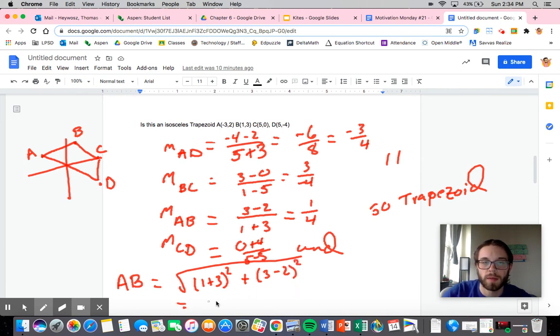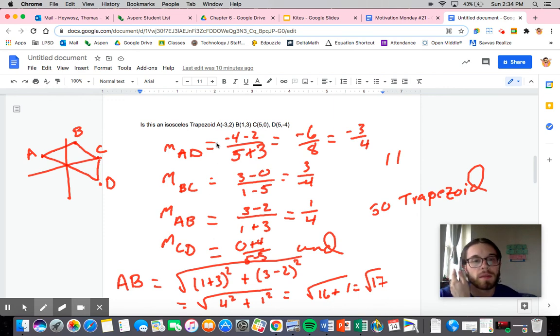Okay, so that's ultimately going to, let me just make sure I did that right. Okay, yep, so that'd be the square root of 4 squared plus 1 squared, which is just going to be the square root of 16 plus 1, which is the square root of 17. Let me just make sure I did that correctly once again. That would be -3 minus 1, so 4. Yep, okay. So we are good. That is the square root of 17.